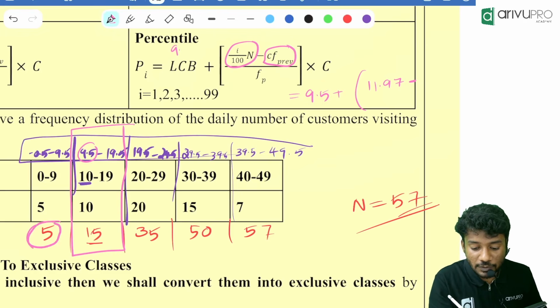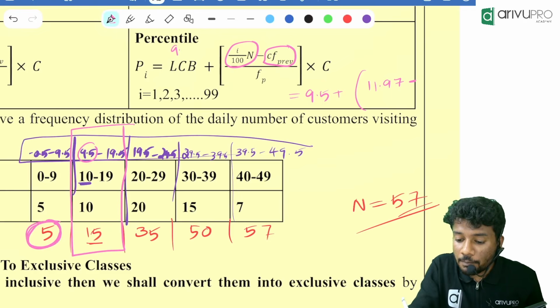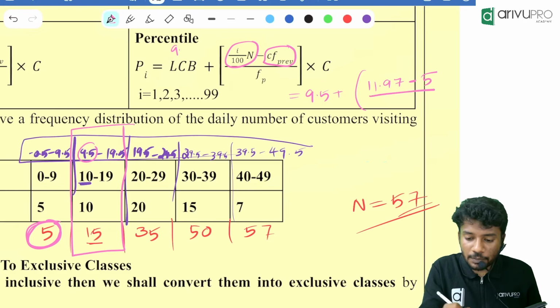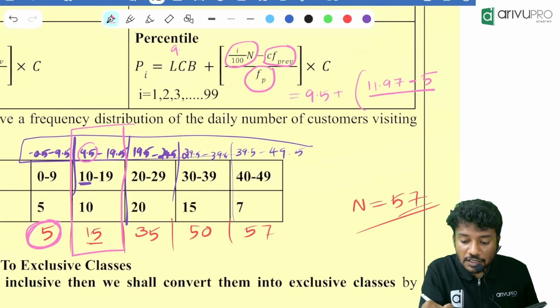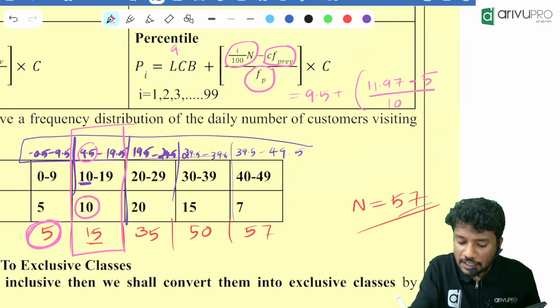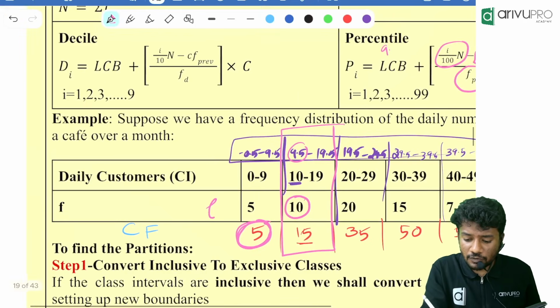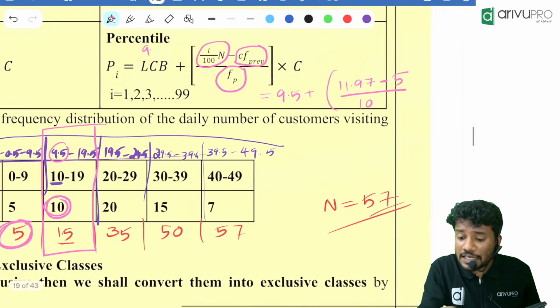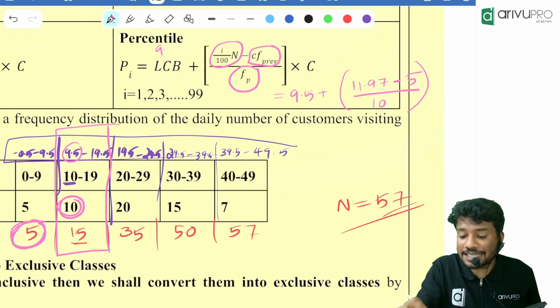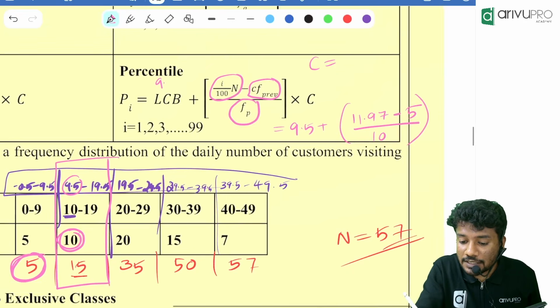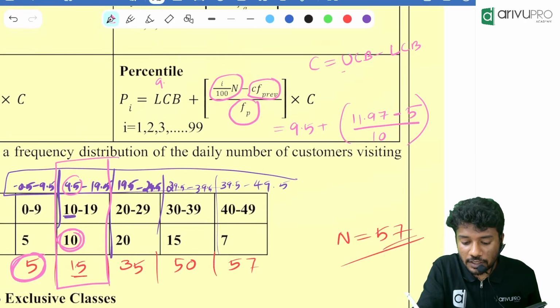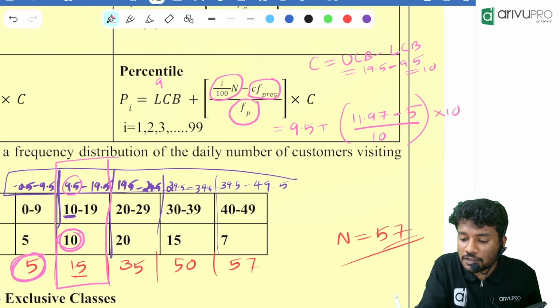What is the cumulative frequency of that class? 5. Minus 5, divided by the frequency of the partition class. What is the frequency of this class? 10. That is the frequency value, right? It will be written over here. Frequency is 10, into what? Class length. C is nothing but class length, that is upper class boundary minus lower class boundary, which is 19.5 minus 9.5, equal to 10. Put it over here.